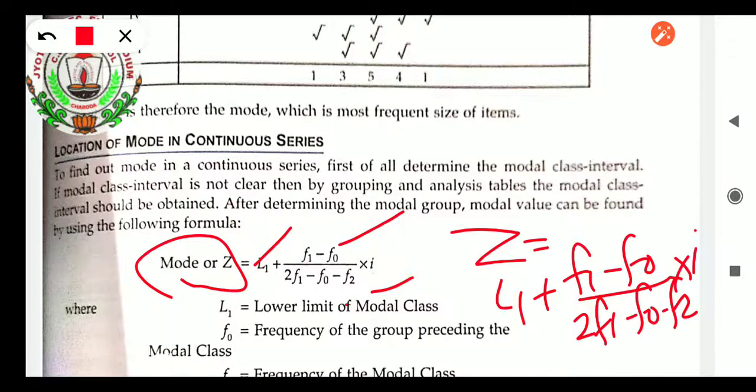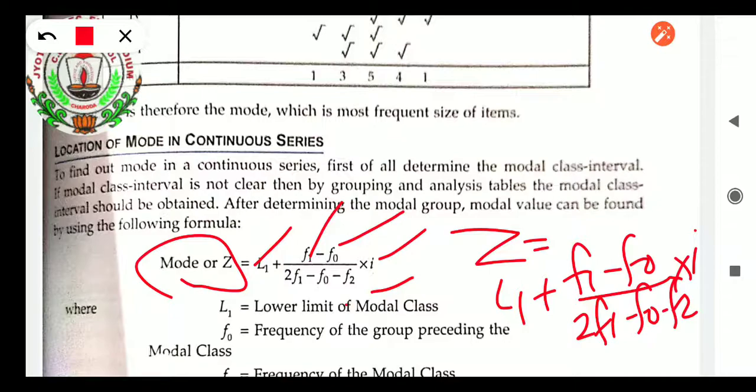Have you understood? i, you know very well, is the difference of the class limits, the upper and the lower class limit. Whereas for f1, f0 and f2, three frequencies are utilized in the mode calculation. F1 is the frequency of the class interval in which the mode lies. F0 is the preceding frequency and f2 is the succeeding frequency.